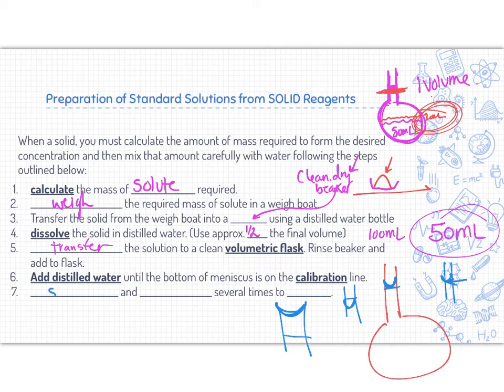Then we're going to stopper it. So basically cap it. Okay. And invert, turn it upside down and right side up again several times to mix completely. All right.